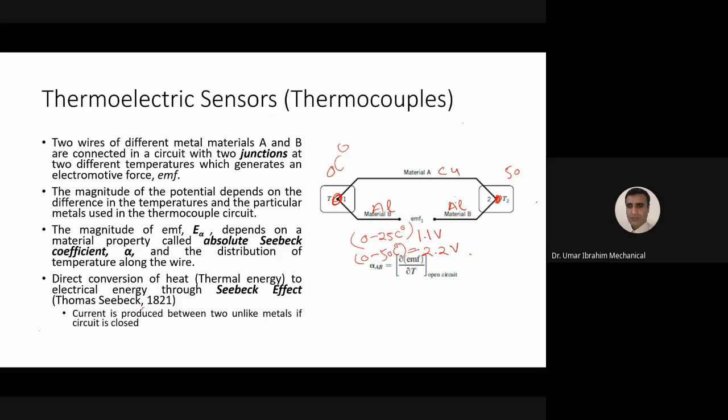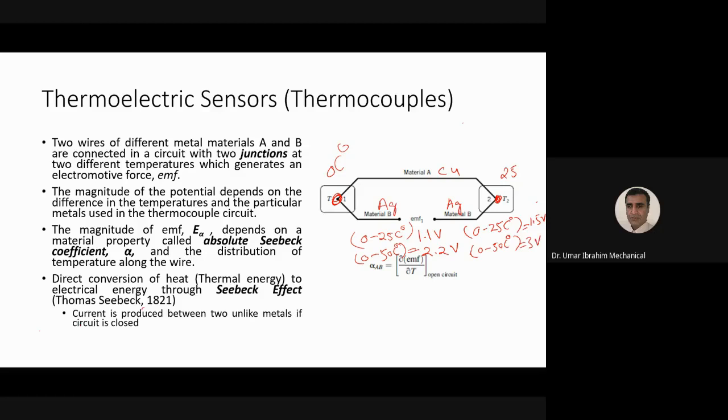Now, if I change this second material, and let's make it silver, Ag, I believe. And repeat the same experiment for 25 degree C. Now, 0 to 25 degree C for silver may result in not 1.1 volt, but maybe 1.5 volt. Similarly, from 0 to 50 degree C may not result in 2.2 volt, but maybe 3 volt.